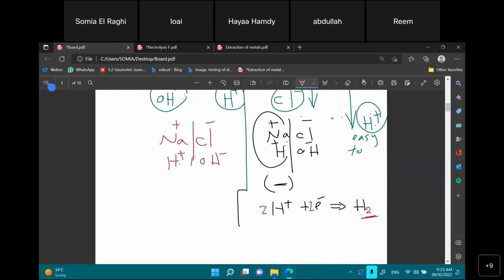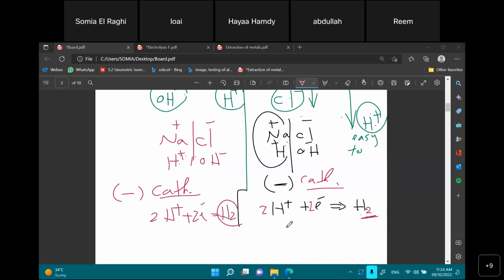All right. So I will repeat this equation again, at the cathode area. Let's write down the equation. 2H plus 2 electrons, we get hydrogen gas. So we get bubbles of colorless gas at the cathode area. How to test it? By lighted splint. It burns with a pop sound.